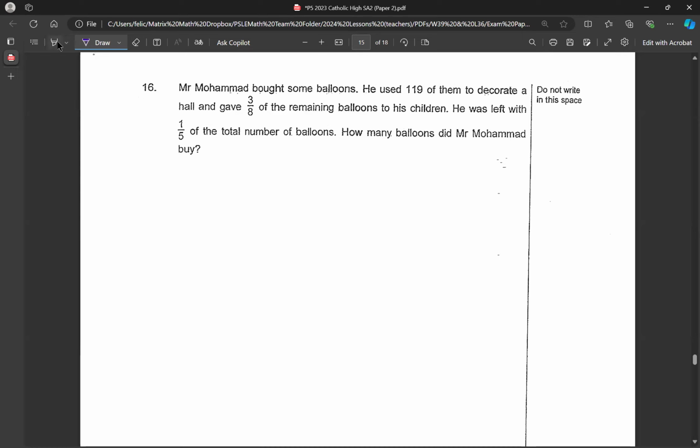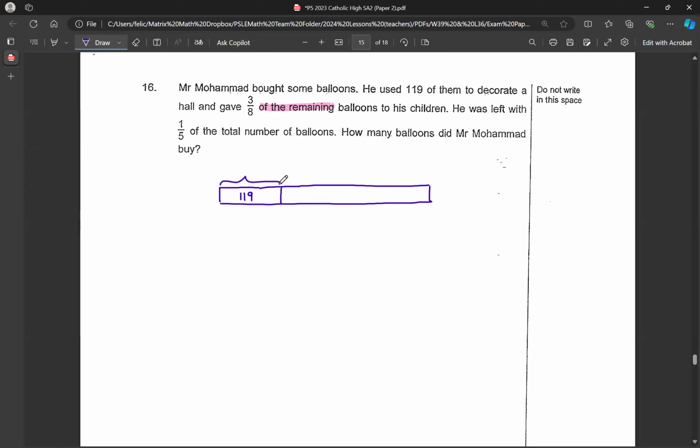Right. Questions like that should seem familiar to you. You have to work off the remaining. That tells you that a model is required. So we're going to start by drawing a whole model first. You shouldn't cut into units first, because of the starting information: he used 119 to decorate a hall. So inside this whole, you should park aside 119.